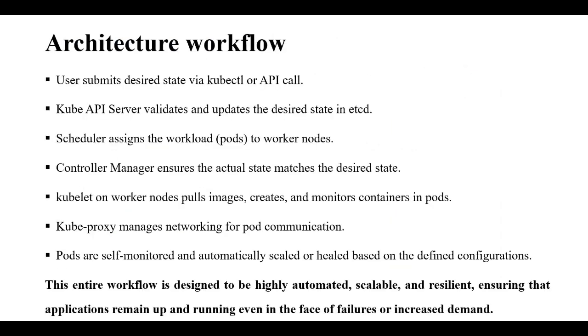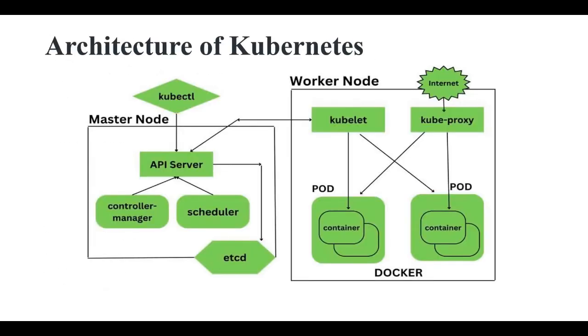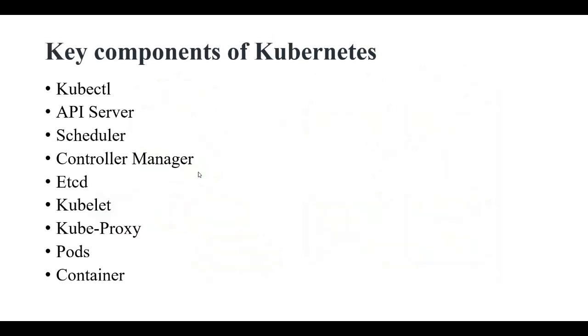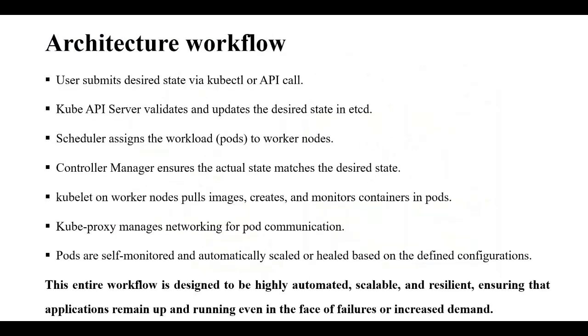The next is architecture workflow. Users submit the desired state via kubectl or API call. So here we can see using this API server, the user can define the state. Kube API server validates and updates the desired state in etcd and the scheduler assigns the workload to a worker node. So the pod helps to assign to the worker node.